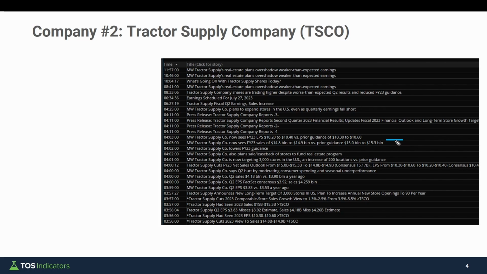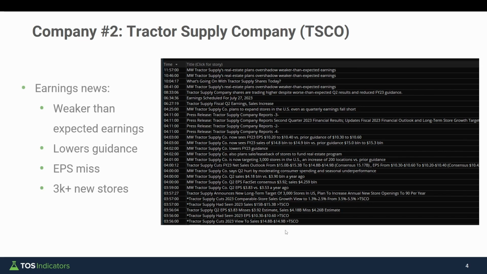We're trying to group these stories into two different buckets to essentially build a bias of earnings. Was it a positive earnings report or was it a negative earnings report? So let's go through this. Here are the things that stood out to me inside of Tractor Supply's earnings. Now, first off, we had weaker than expected earnings, and we can see that with these news stories.